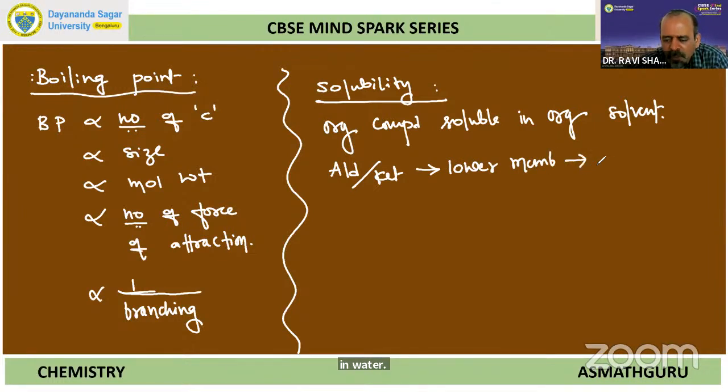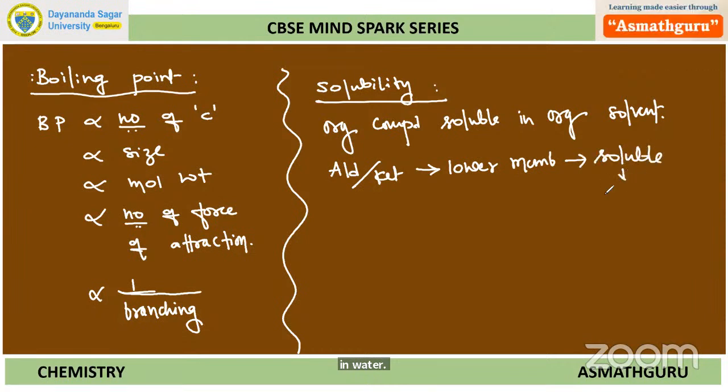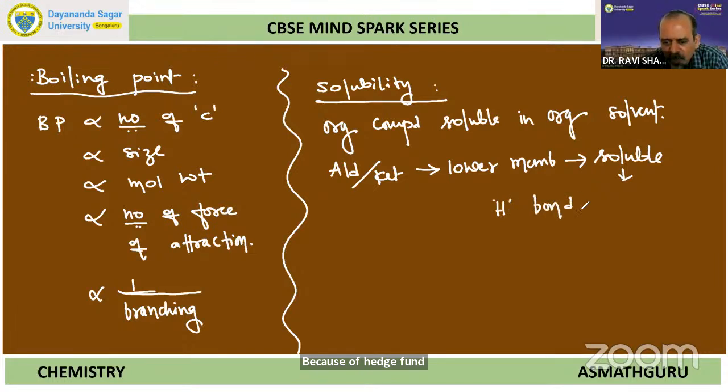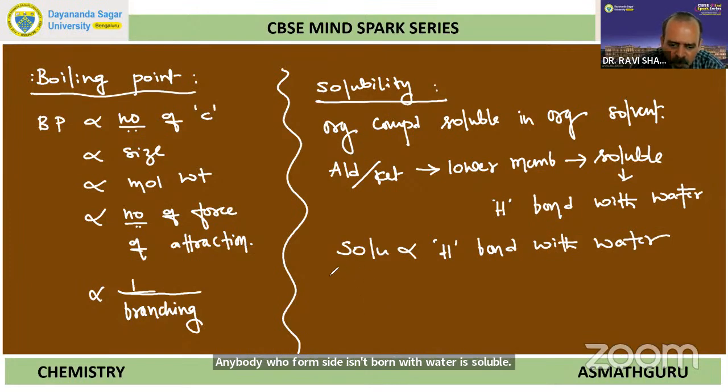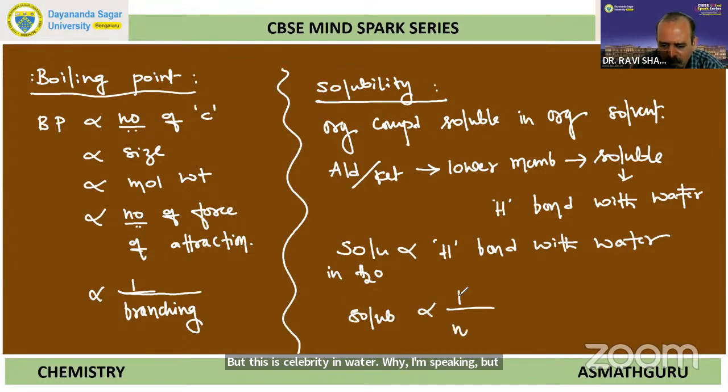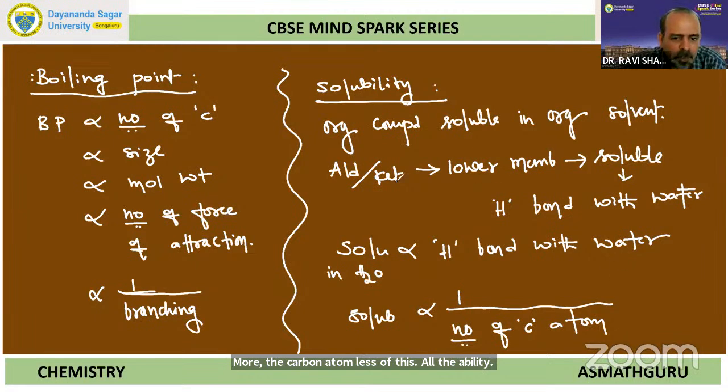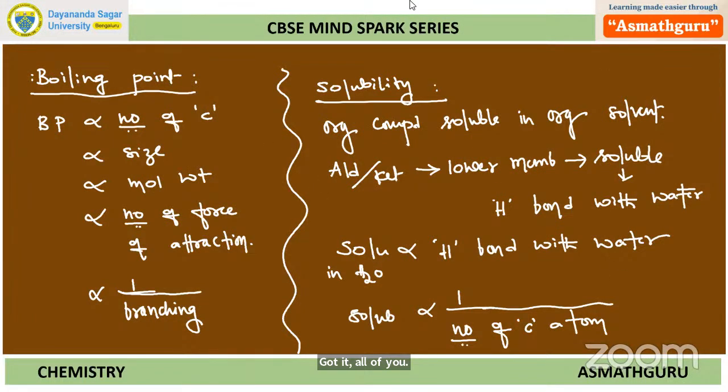Lower members are soluble. Why are they soluble? Because of hydrogen bond with water. Anybody who forms a hydrogen bond with water is soluble. But one thing remember, solubility is proportional to hydrogen bond with water. But this is solubility in water I'm speaking of. The solubility is inversely proportional to the number of carbon atoms. More the carbon atoms, lesser the solubility. Got it, all of you? Yes, sir. Okay, right.